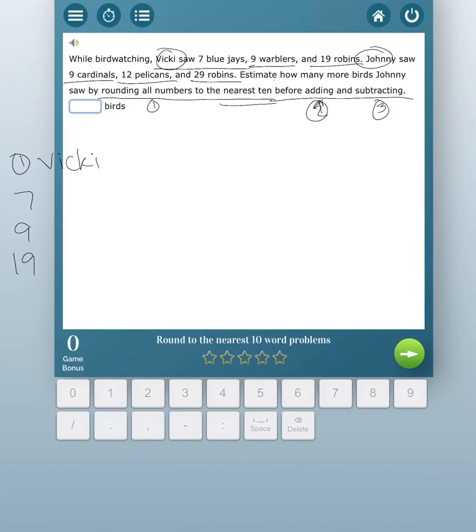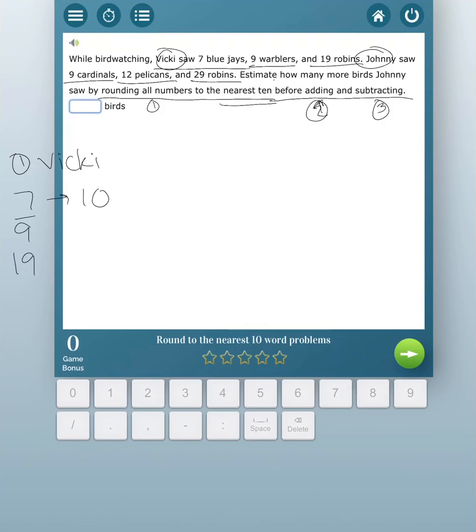Remember that my numbers from 0 to 4, 0, 1, 2, 3, and 4 are going to round down. And my numbers that are 5 or greater, like 5, 6, 7, 8, and 9 are going to round up. So right here I have a 7. Okay, so that 7 is going to round up because it's greater than 5. So it will become a 10. That's my rounded number already.